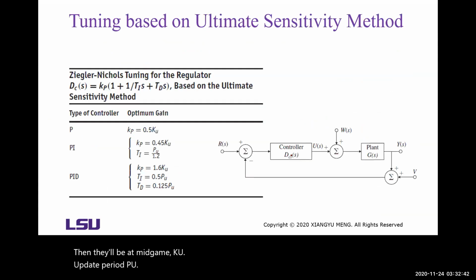Then we can choose the optimum gains of the PID controller. If you use a P controller, Kp is half of Ku. If you use a PI controller, you choose Kp and Ti according to these formulas. If you use a PID controller, these are the suggested values for the parameters.